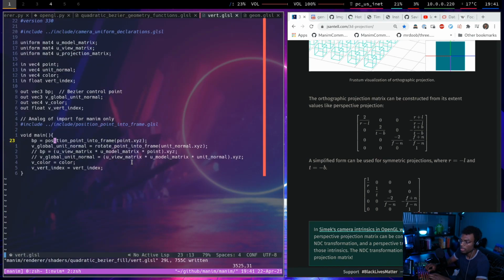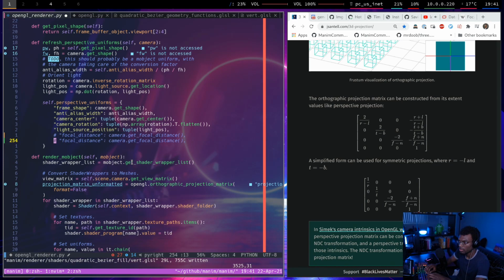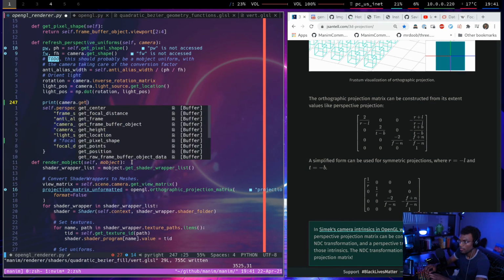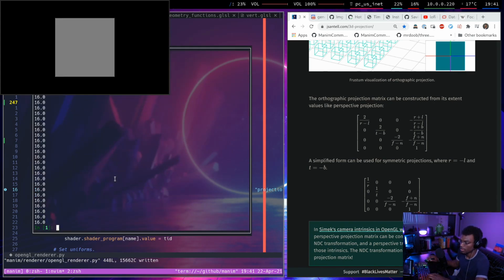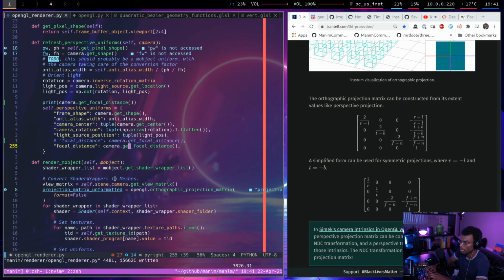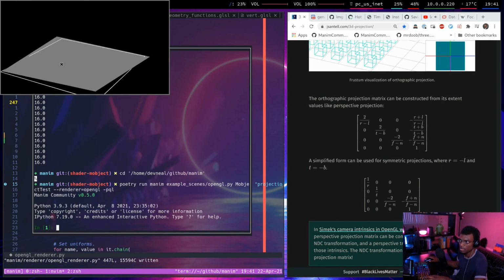Okay, here's what I'm going to do. I'm going to try just passing a constant focal distance. And I think this should prevent zoom. First I'll print what it's supposed to be. 16. I'll just pass in a 16 here. So something here should be held constant. But it's not the zoom. The zoom is not held constant.